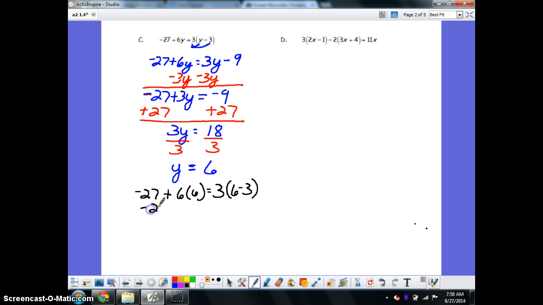So negative 27 plus, then we multiply 6 times 6 using our order of operations, which is 36. We will simplify what's inside the parentheses first, so we end up with 3 times 3. Negative 27 plus 36 is 9. 3 times 3 is also 9. So they simplify to the same value. So therefore, y equals 6 is in fact our solution.